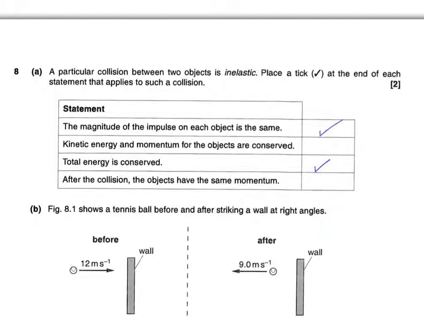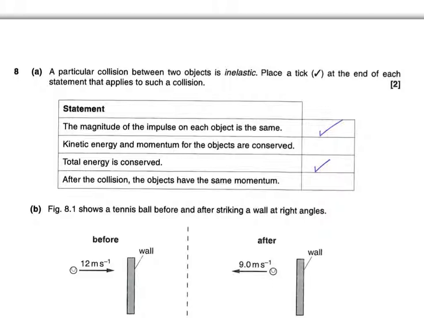So this is G484 homework booklet question 8, and it starts off by asking about a collision between two objects which is inelastic, and we've got to tick the end of each statement that applies to an inelastic collision. So we need to work through these one at a time because we've got to decide for each one whether it's true or not. You can't just put 4 ticks down and expect to get the marks for extra ticks, as it were. They take marks off.